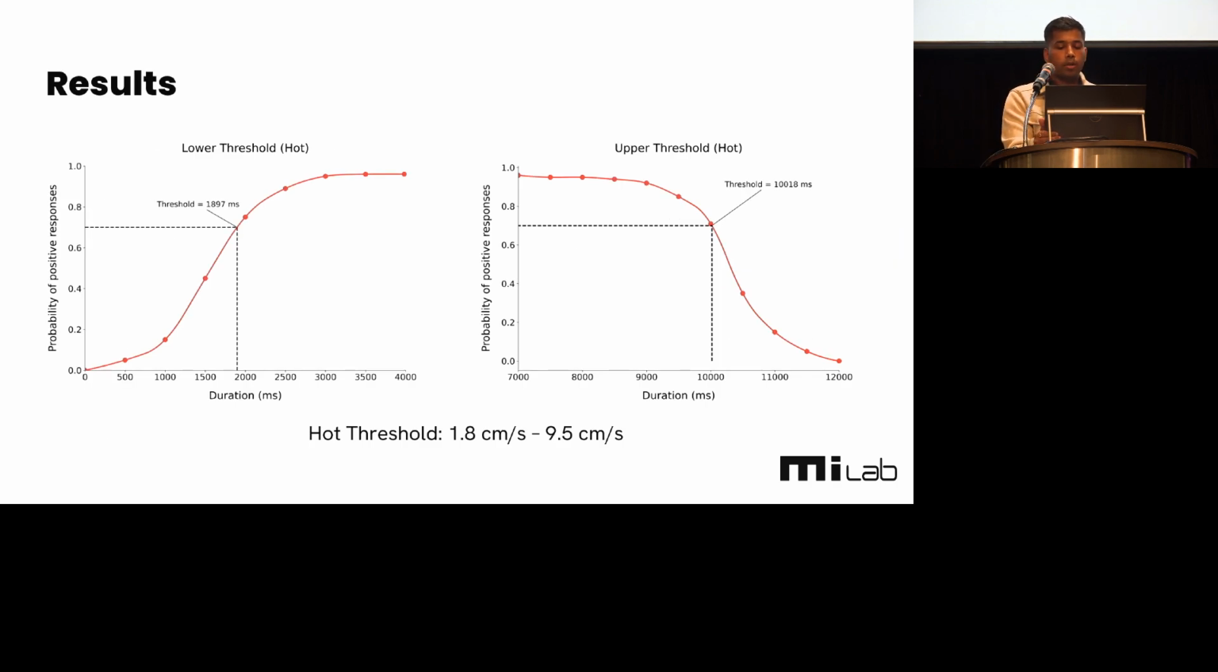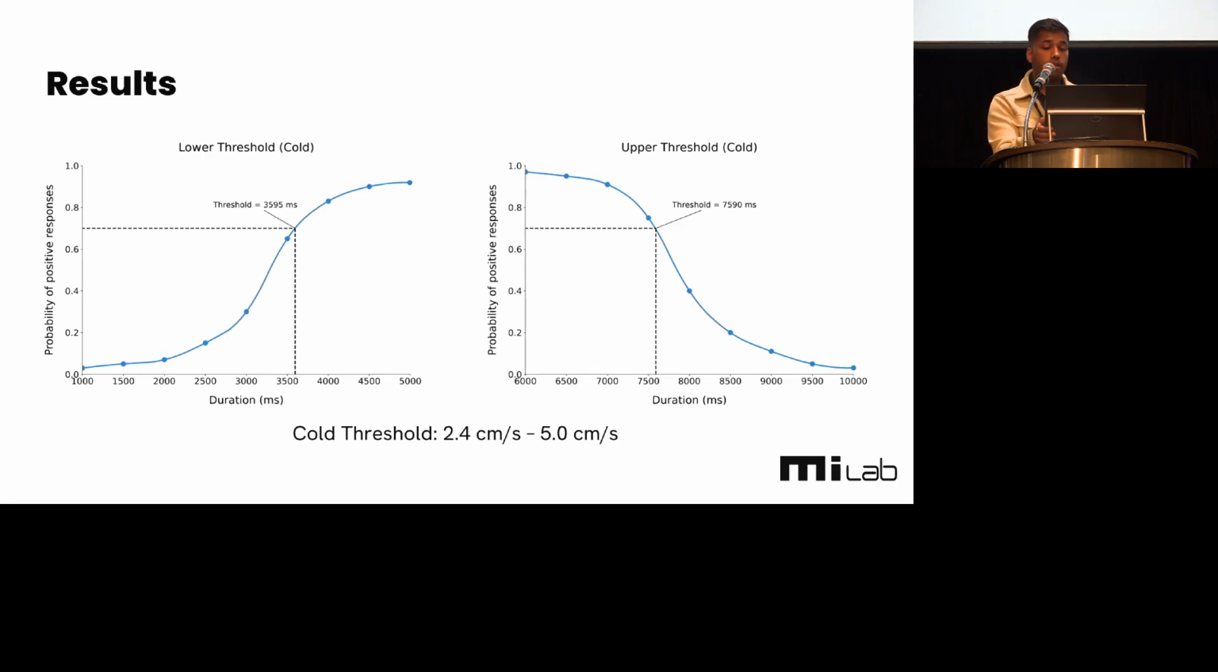We found the optimal duration range for the hot condition to be between 1.9 and 10 seconds. Since the distance of the motion is constant in our setup, which is 18 centimeters, we can convert it to speed, which would be 1.8 to 9.5 centimeters per second. For the cold condition, we found that the motion was well perceived between speeds of 2.4 to 5 centimeters per second. Now, this is interesting as it shows that the optimal range for hot temperature is almost double that of cold.